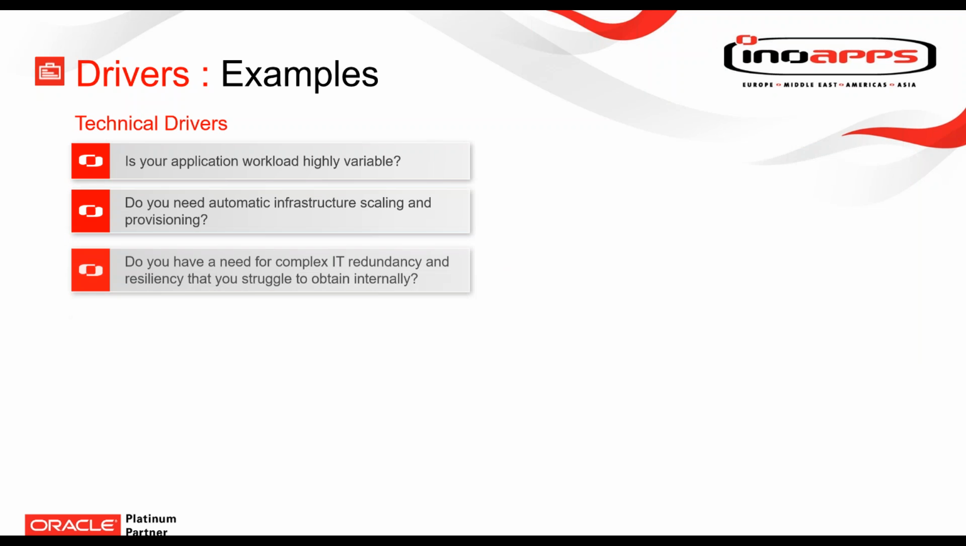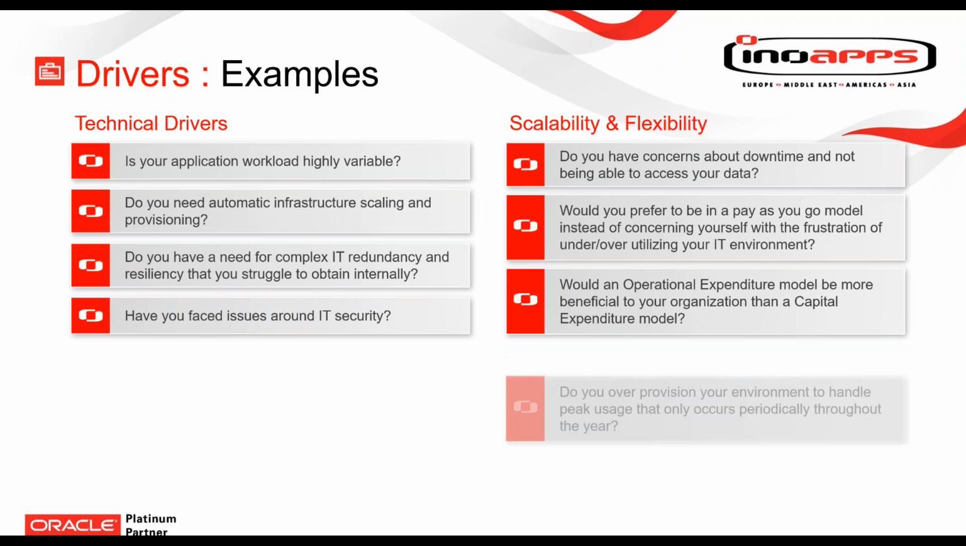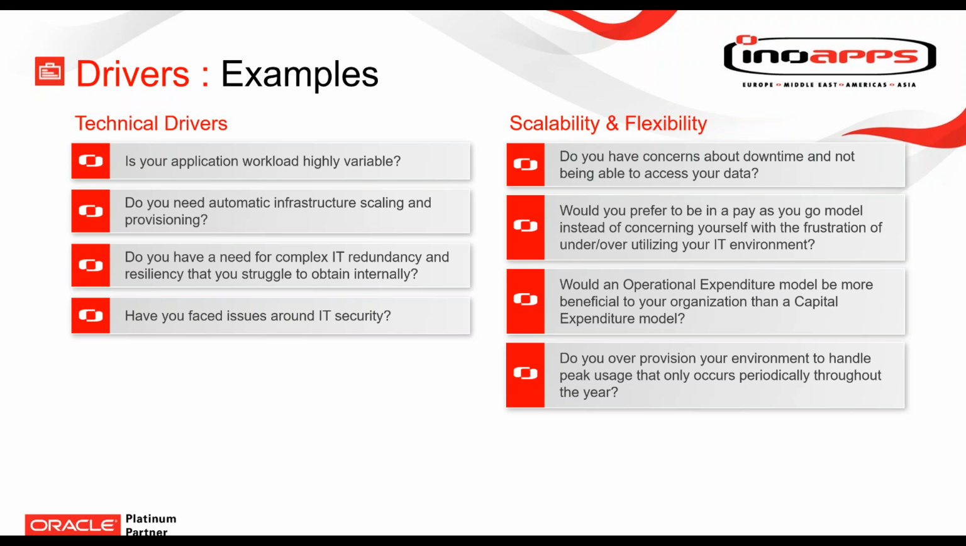From a technical perspective, do you have highly variable workloads? One of the benefits of a SaaS environment is that you can turn it up or turn it down depending on where you are in your cycle of variable workloads. Do you need automatic infrastructure scaling and provisioning? So as your business grows, rather than go out and buy new hardware, you can just switch on or consume more performance or more disk space or more memory, etc.